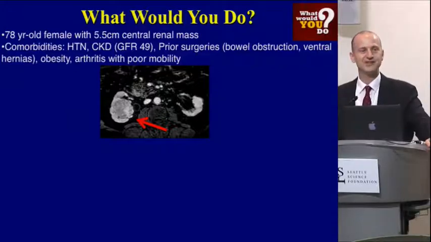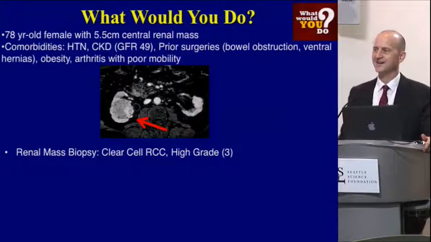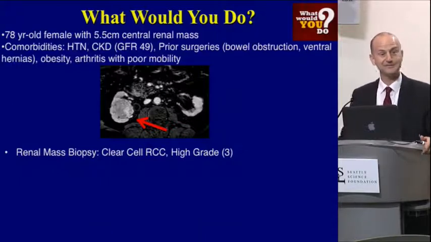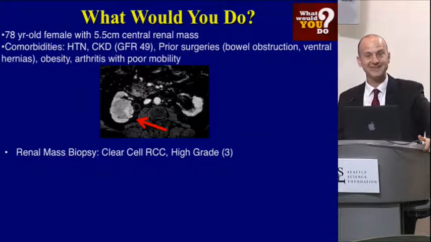So when I see this patient, I am looking for a way out, an exit strategy. I do not want to operate on her. So my way out was to do a biopsy, thinking that if the biopsy's negative, I've dodged a bullet here. Renal mass biopsy: clear cell, Fuhrman 3. So now we've got a high-grade cancer. So now what are you going to do? You're stuck, right? I'm stuck.